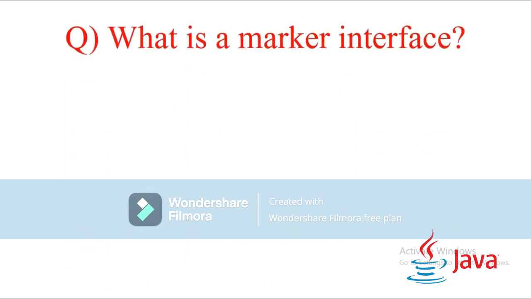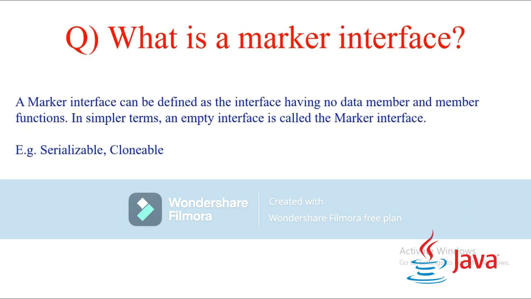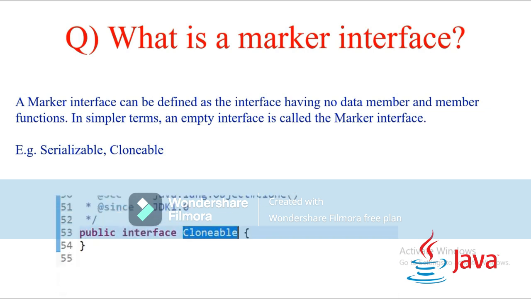The fifth question that arises is, what is a marker interface? A marker interface is nothing but an interface which has no data members or functions defined in it. It is simply a completely empty interface. Examples are Serializable and Cloneable.